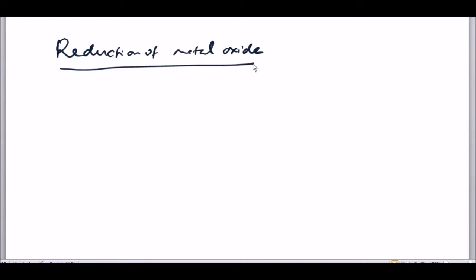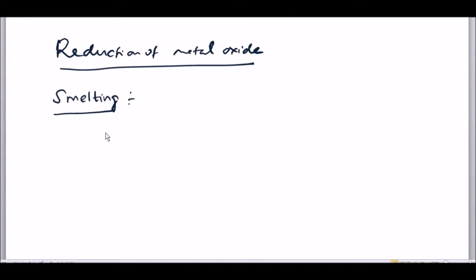One among them will be reduction of metal oxide. One of the procedures is smelting. From the title we can understand separating the things by using the melting procedure. While smelting, what is happening?